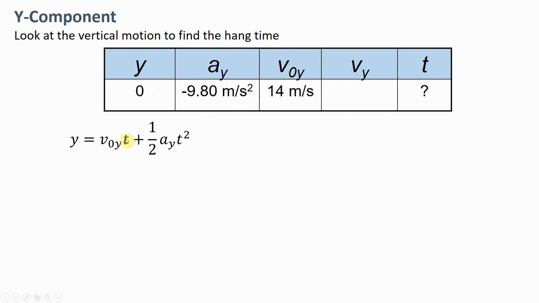y = v naught y t plus 1/2 a t squared. I need to solve my equation for t. Now normally that would be really hard with a t and a t squared. It would be a quadratic equation, maybe even a quadratic formula thing. But fortunately we can get out of this because y is equal to 0. That makes this equation a lot easier to solve.